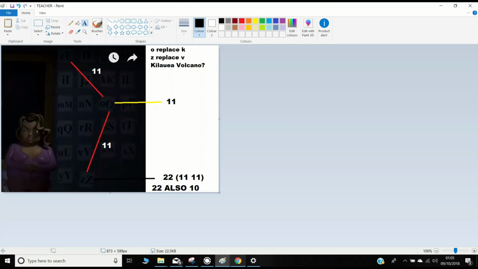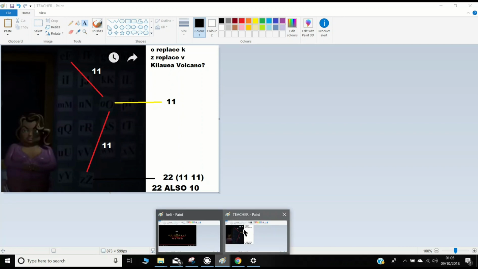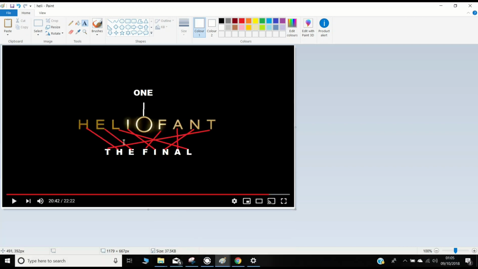So that's one thing I want to point out. The second thing I want to point out is here with the Heliofant. The O is emphasized and something that should be taken by itself, essentially. So what's left is Heliofant. And when you take that, that's an anagram of the final. And then you've got a reference to the O, which is a reference to one. It being the only one, also being an O, which is obviously the first letter of the word one.